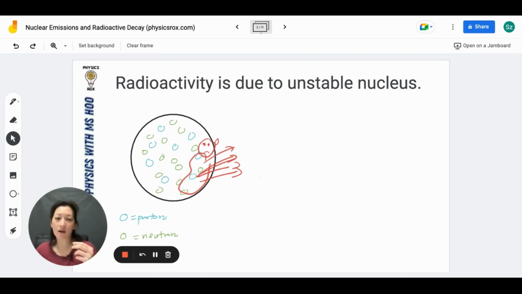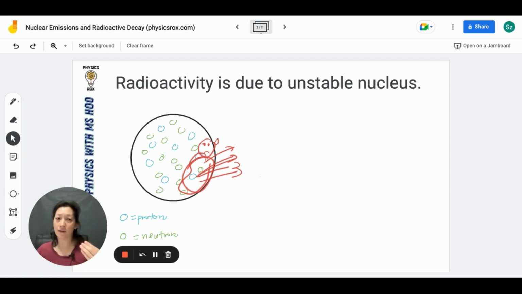Now, the process of throwing this out from its nucleus, and remember the nucleus is like the core of the atom, so it's quite a difficult process and it needs a lot of energy. So that's why in radioactivity there's a lot of energy, and because it comes from the nucleus, that's why it's known as nuclear energy.